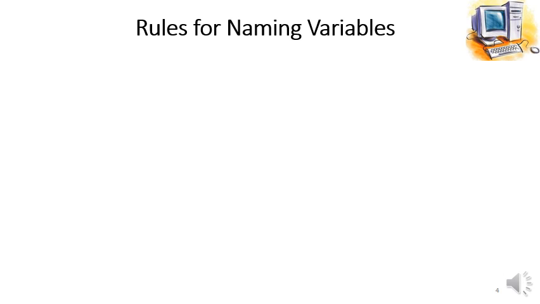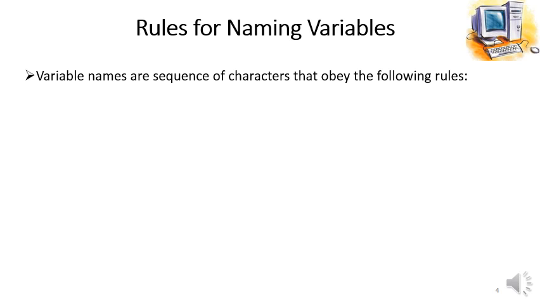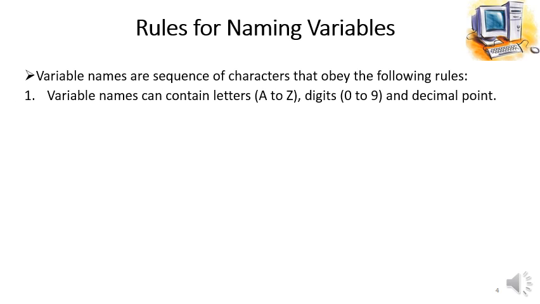Okay, now we have some rules for naming variables. Whenever we choose names for any variable, there must be some rules which should be followed. Variable names are sequences of characters that obey the following rules. The first one: variable names can contain letters A to Z, whether capital or small letters, digits 0 to 9 and decimal points. All these can be used in the variable names.